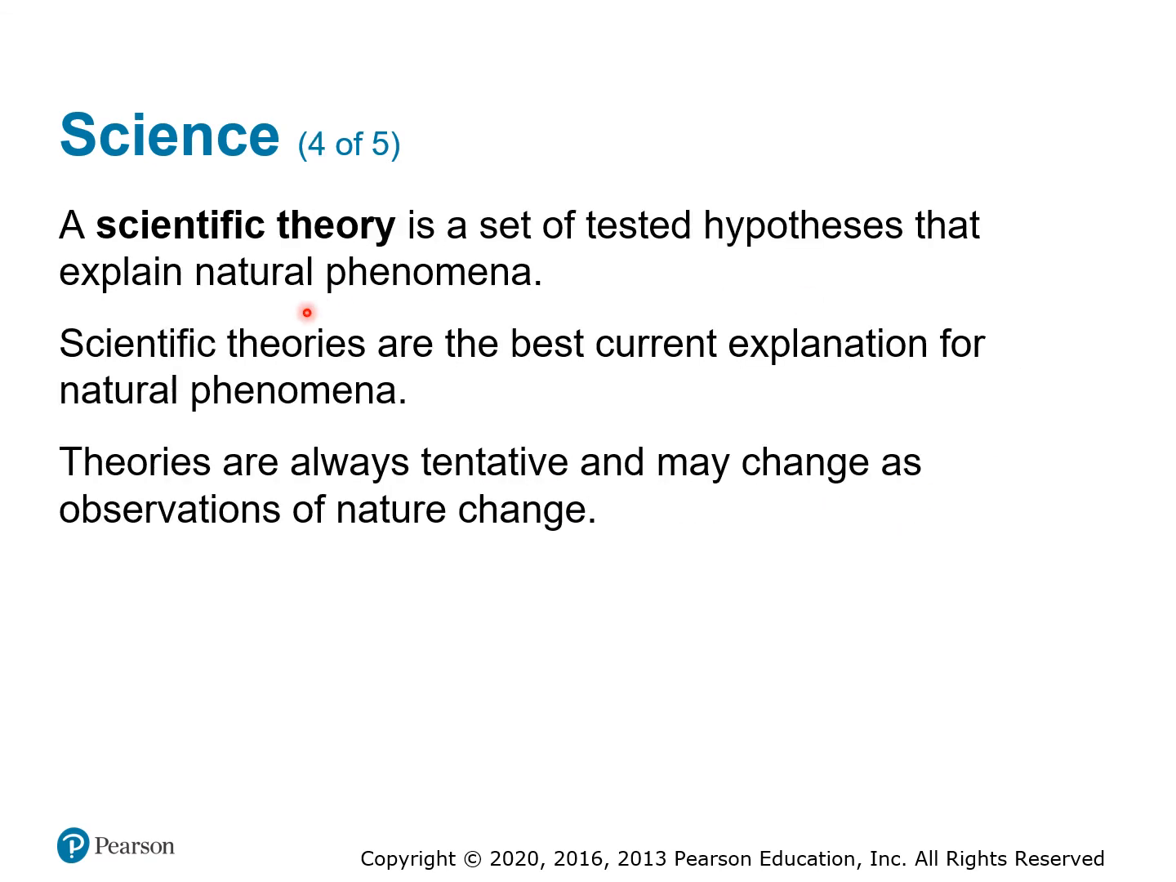Moving on, scientific theory is another term. Basically it's a set of tested hypotheses which explain a natural phenomenon. They are the best current explanations for the natural phenomenon. Keep in mind that these theories are also useful for their predictive value. Depending on the current data, you could propose what could happen, so you can predict the value. If the set of conditions differ, then those theories can change. So theories are always tentative and they can change as observation of nature changes.